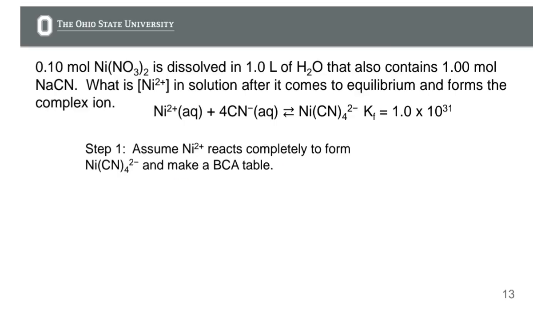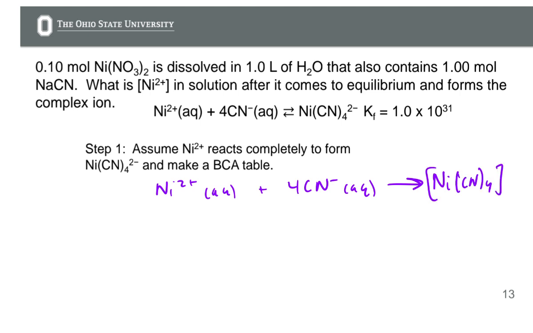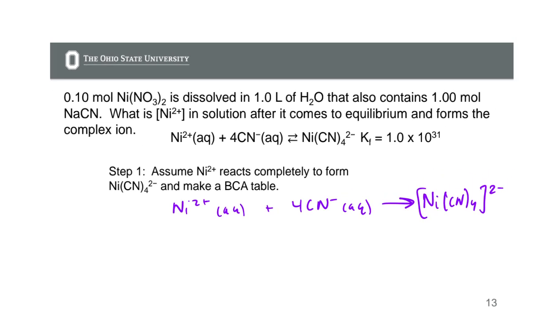So let's do the first step, which is to assume that the nickel reacts completely to form the complex ion. So we're going to take the nickel 2+ ion plus 4 CN minus, react completely, so single arrow towards the products, to make that complex ion. Okay. In the problem, we are given moles of reactants that are used to make this product.